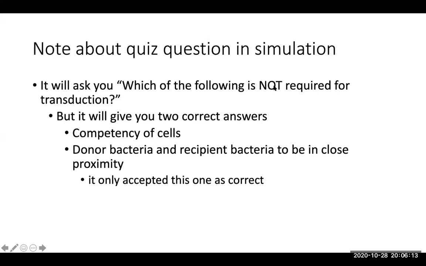So if you see this question and it gives you the option of competent cells and donor bacteria and recipient bacteria to be in close proximity, the one that it's looking for is this. In transduction, the donor and recipient bacteria cells don't have to ever come in contact because the virus, the bacteriophage, is going to come in contact with each of them.